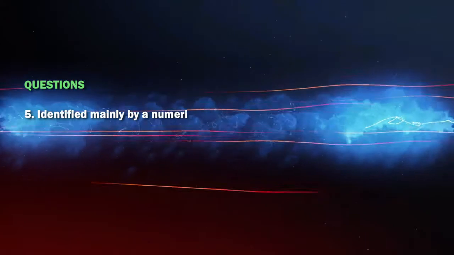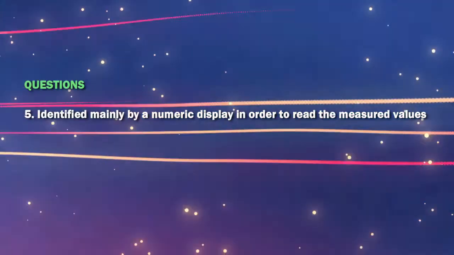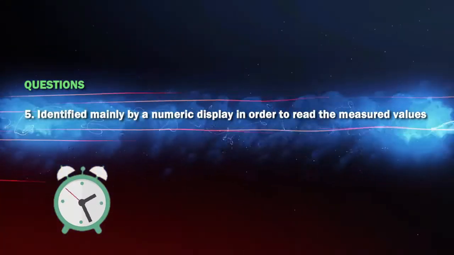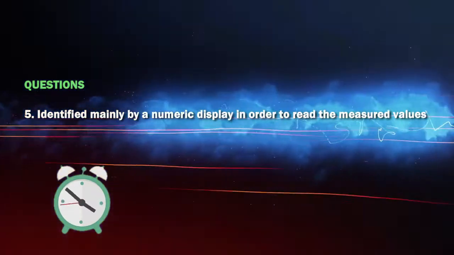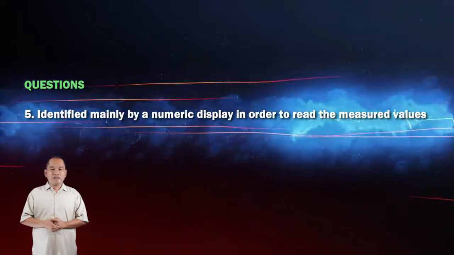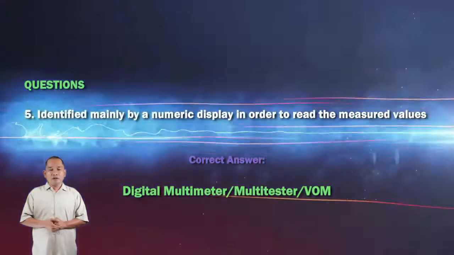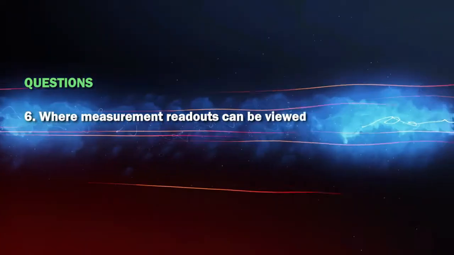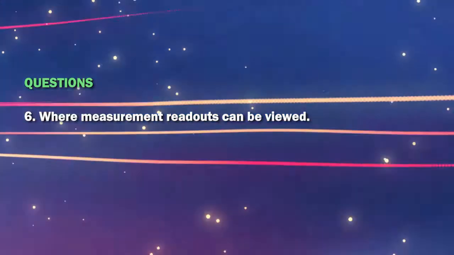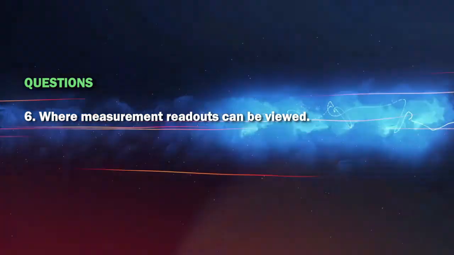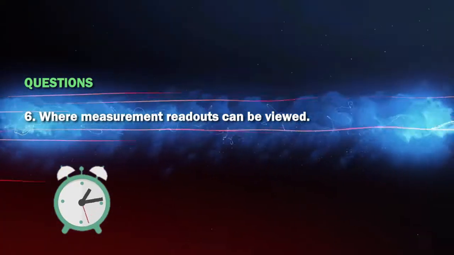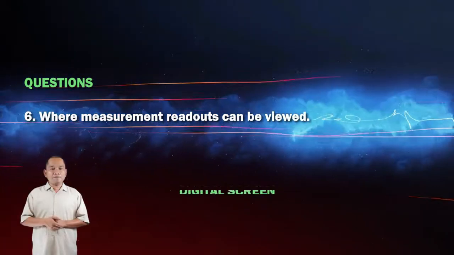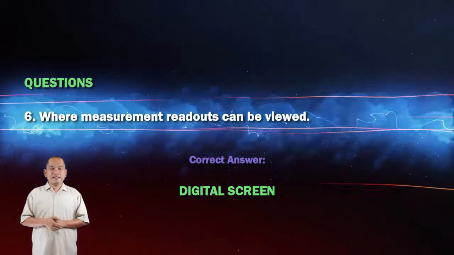Fifth question. Identified mainly by numeric display in order to read the measure's value. Time's up. The answer is digital multimeter or multi-tester VUM. Sixth question. Where measurement readouts can be viewed. Time's up! The answer is digital screen.